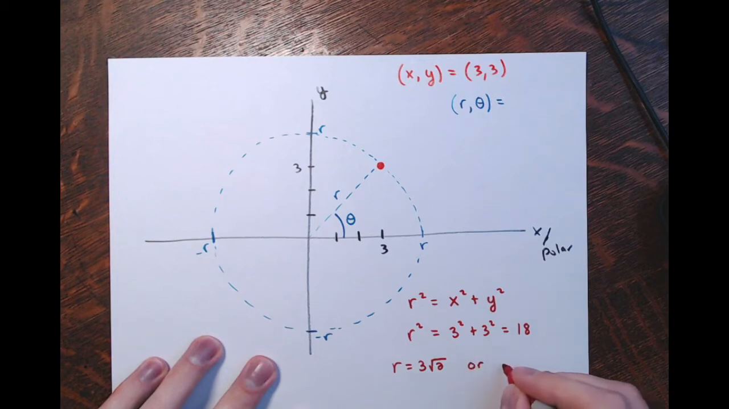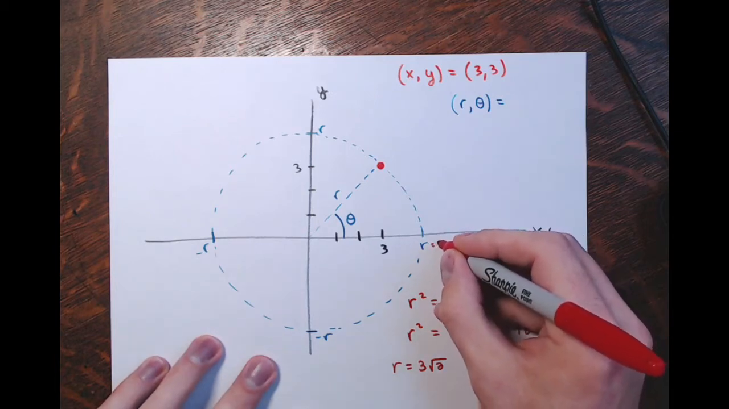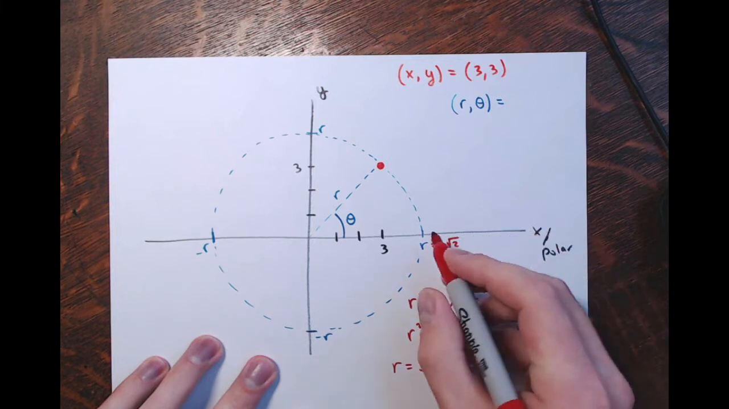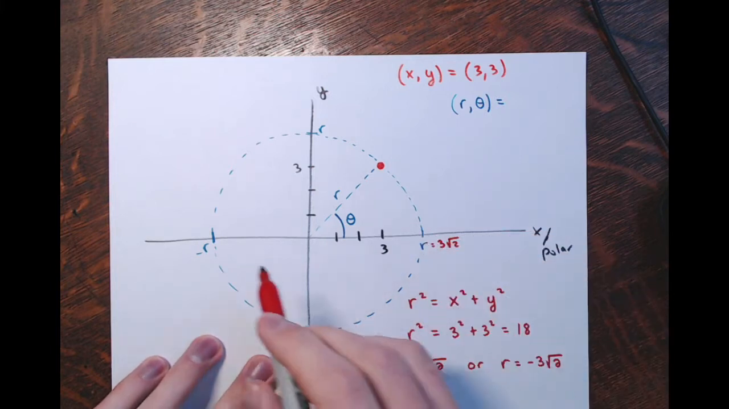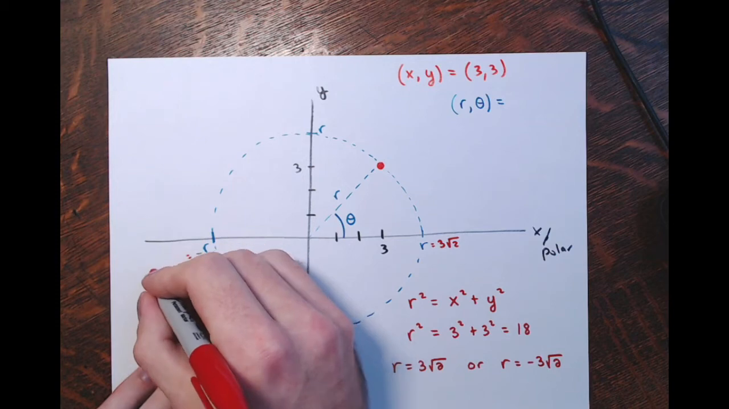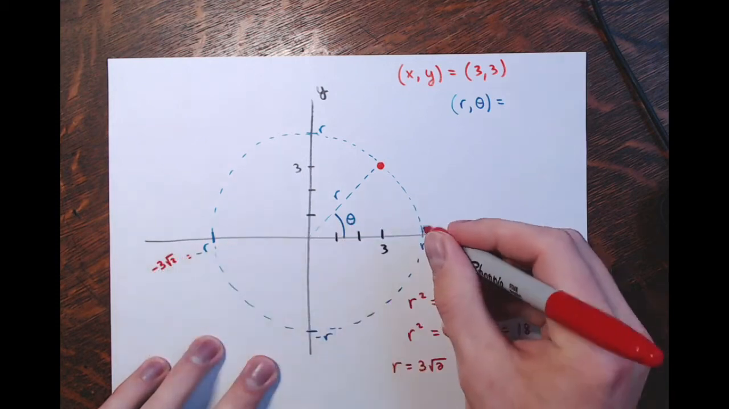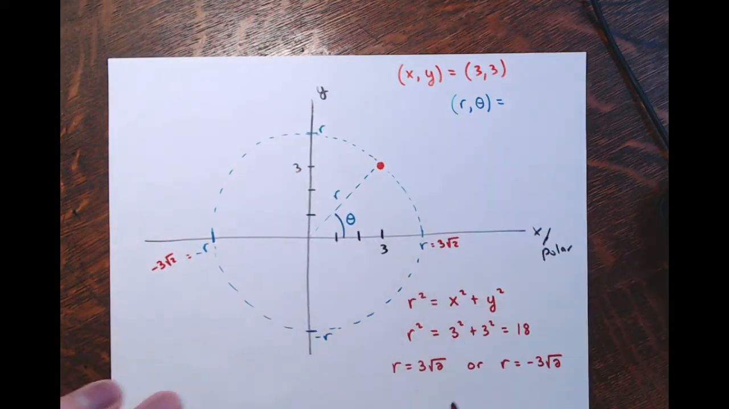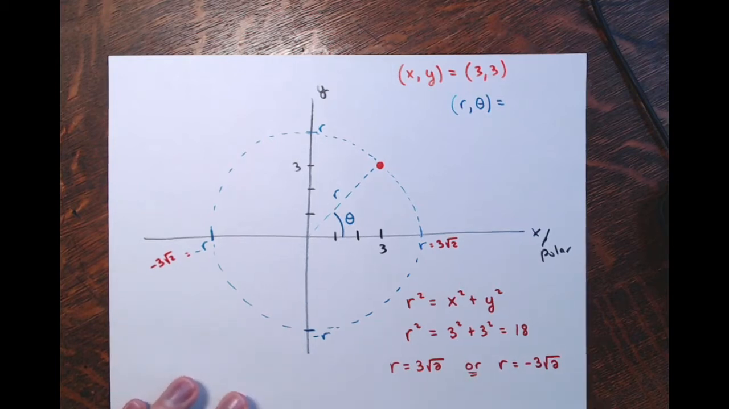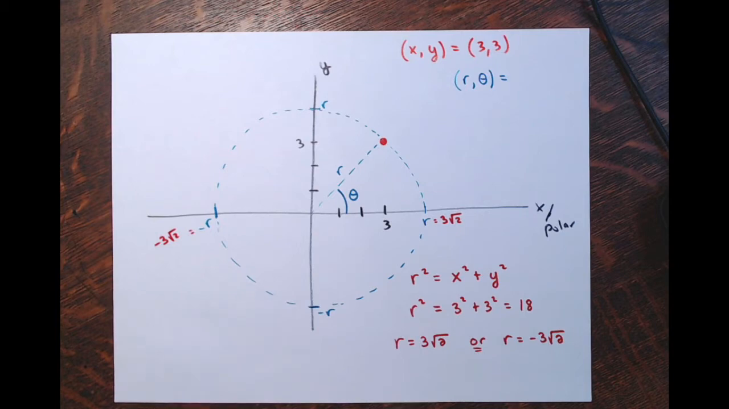Or r could be negative 3 times the square root of 2. So over here, that's the positive 3 root 2 on the polar axis. And then over here, this is the negative 3 root 2. So we're traveling on this circle with a radius of the square root of 18, or 3 root 2. And really, you decide which one you want. For the most part, though, they're probably going to ask you to use a positive value of r.